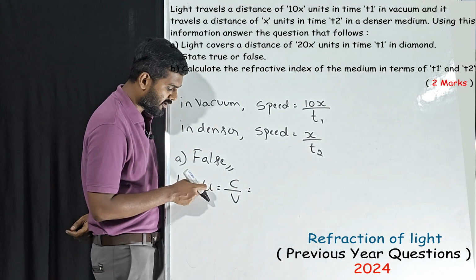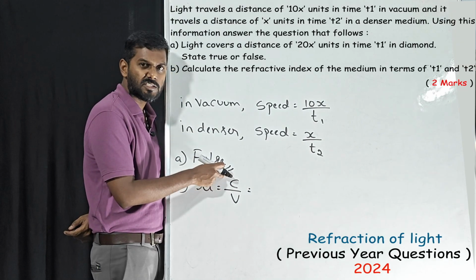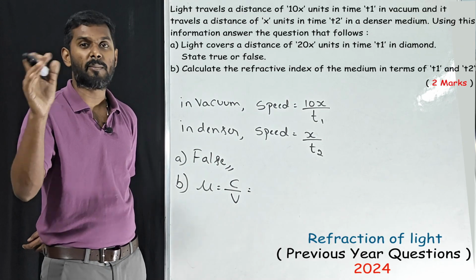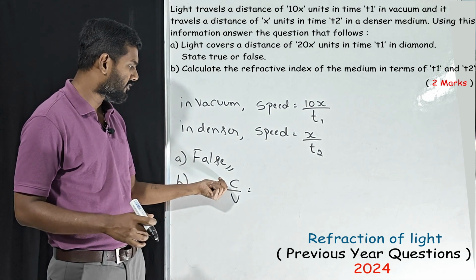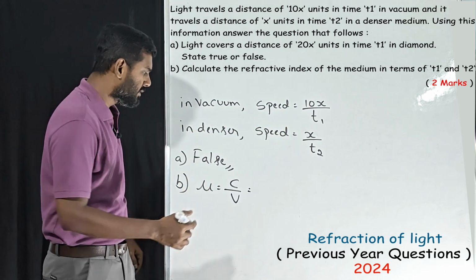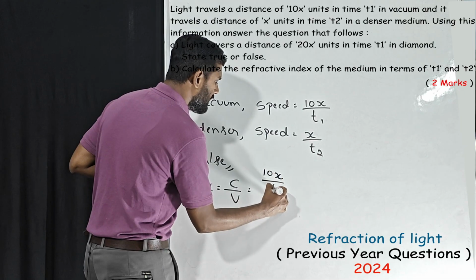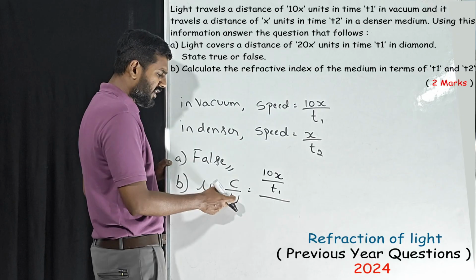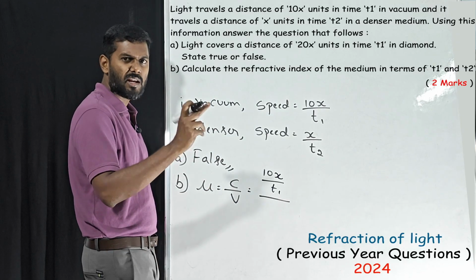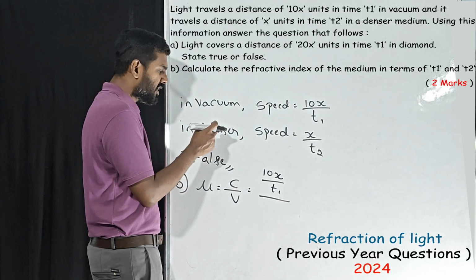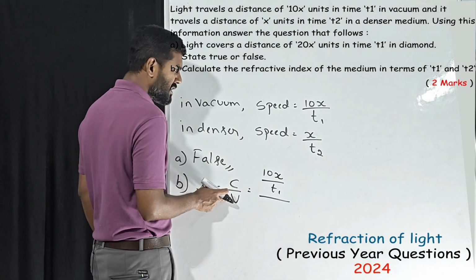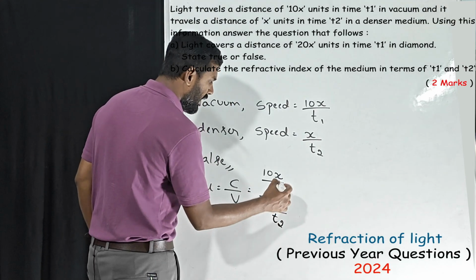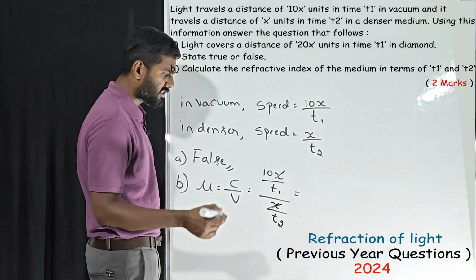So refractive index is equal to c by v. C is speed of light in vacuum or air, but v is speed of light in any other medium except air or vacuum. Speed of light in vacuum, just now we have found, is 10x by T1. Then what is in any other medium? In a denser medium it can be anything. V represents speed of light in any medium except air or vacuum. Denser medium they have given, which is not air or vacuum, so v is x by T2. X and x will get cancelled.